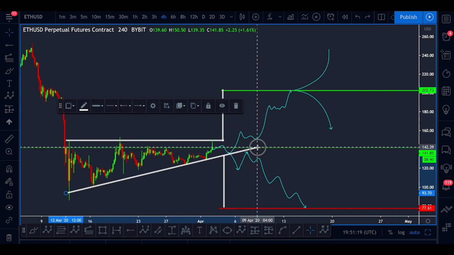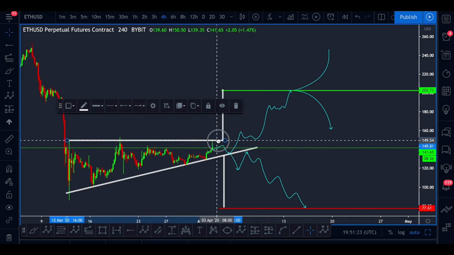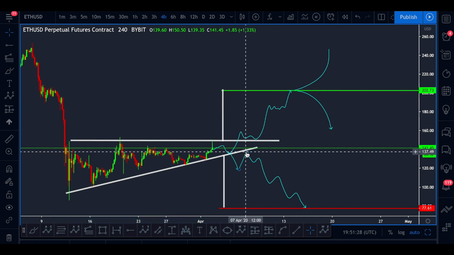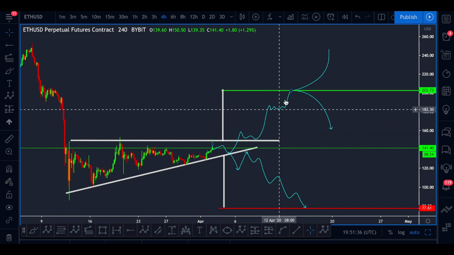Short the retest, or to be safe, we can long the retest to the upside. Retest here. If we break down, come up, retest, short, take the trade. Or come down here, break out, retest long, take that trade.